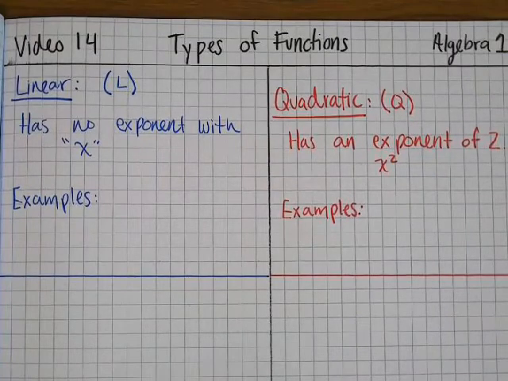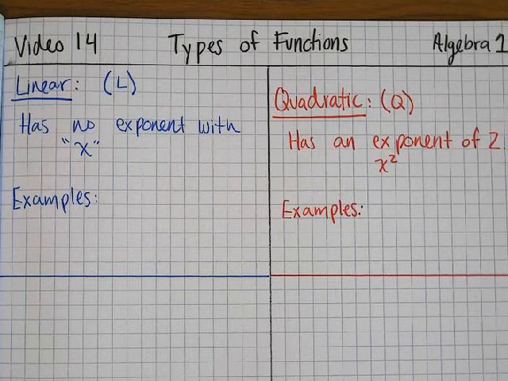All right, this is video 14, and we are talking about types of functions. So first of all, we're going to talk about linear. That's what we've been doing so far in Algebra 1, and it has no exponent with the x. And maybe that should read no visible exponent, because it has an exponent of 1, okay? But we don't have any numbers up there, okay?